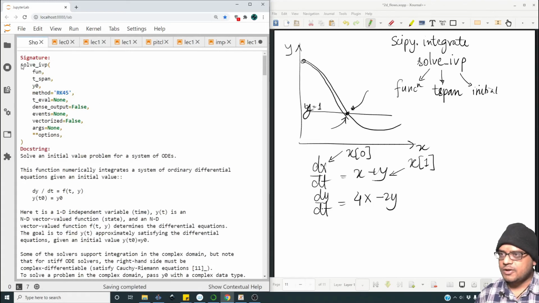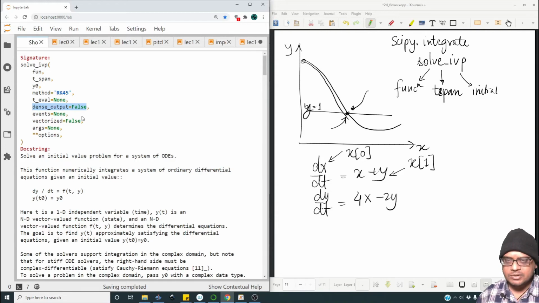So solve_ivp takes as input the function handle, the time span, and the initial condition. Additionally, you can specify what method you would like the initial value problem solver to use. By default, it is the Runge-Kutta 45 method. And if we have time later on in this course, we will discuss the bare-bone implementation of the Runge-Kutta method. t_eval, that is, if you want to evaluate the solution at some specified times, you can supply it. We don't need to do that at this moment. Dense output is by default false.